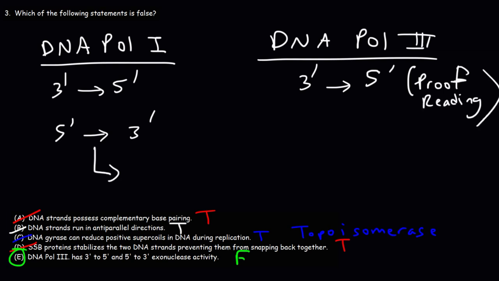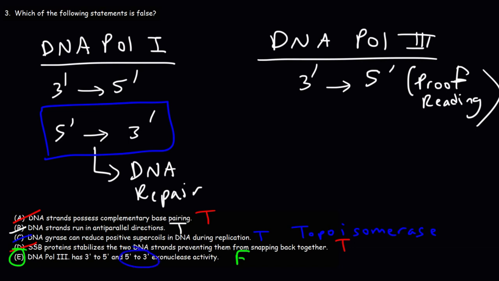DNA polymerase 1 can remove the RNA primer, and it can also function in DNA repair. This is due to the 5 to 3 exonuclease activity of DNA polymerase 1. And so that's why E is false. It's because DNA polymerase 3 doesn't have the 5 to 3 exonuclease activity.